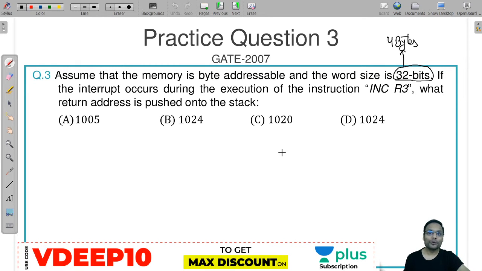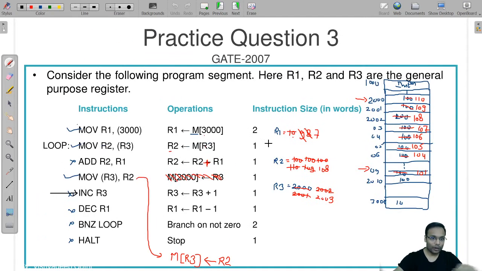How will the CPU track how many instructions we have executed, or till where we have executed the instructions? So what does the CPU do? If suppose during this instruction's execution an interrupt occurs, then the CPU stores the next instruction's address, this one, onto the stack. And you know why? So that once the interrupt service is done and the CPU comes back, the CPU can use that address of this instruction and resume the execution from this instruction.